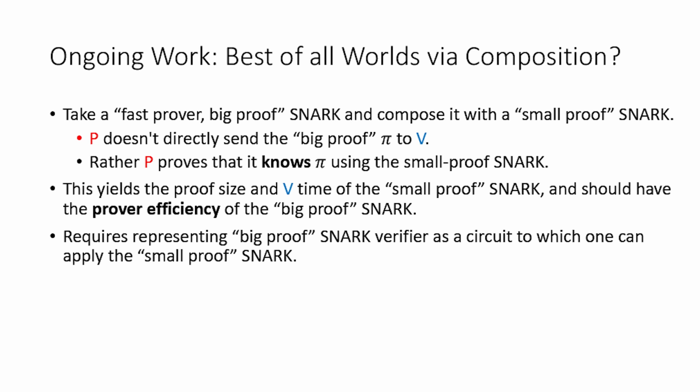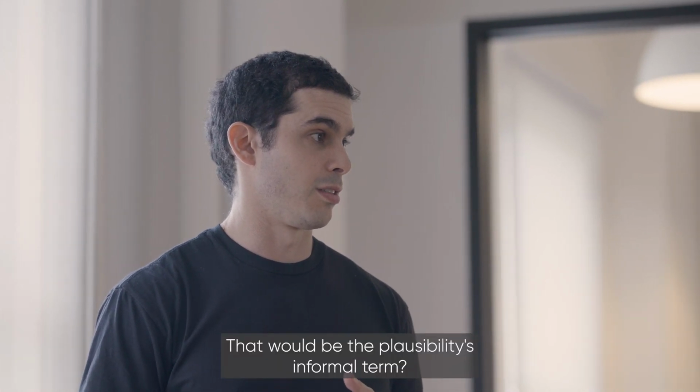Great. So if either one of the constituent snarks is not transparent, the result won't be transparent. If either is not post-quantum, the result won't be post-quantum. If they both are, then transparency will be preserved, and post-quantum is sort of heuristically preserved, but that's not a formal statement. So plausibility is going to be preserved, I think is fair to say. And that's because plausibility is an informal term.